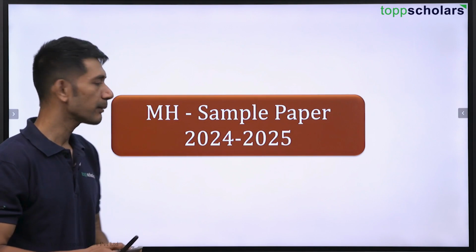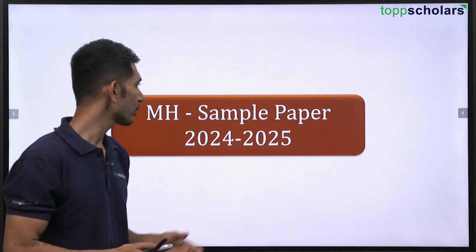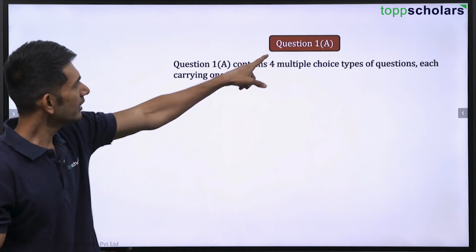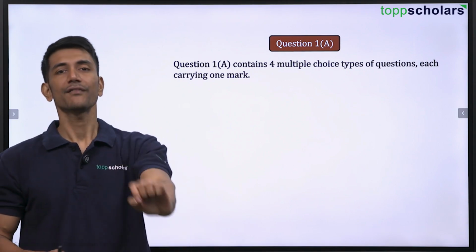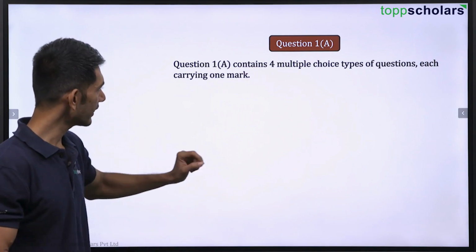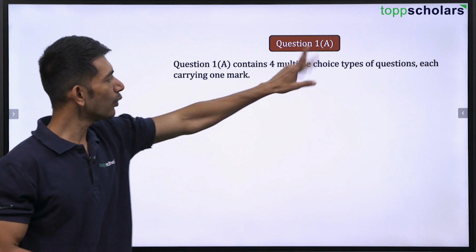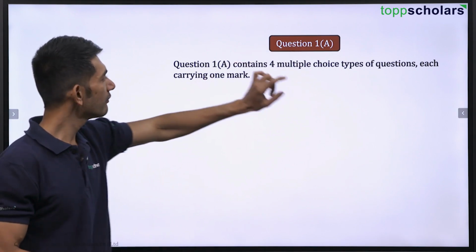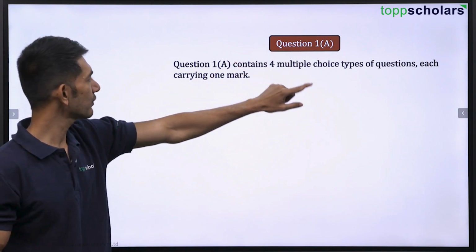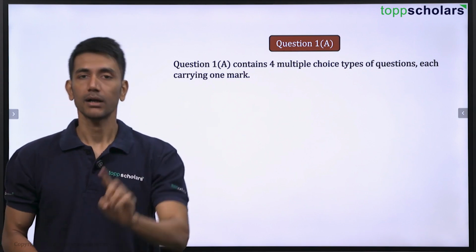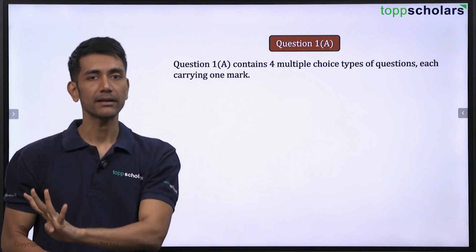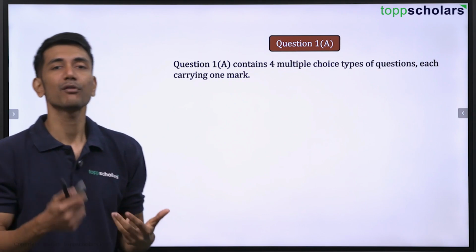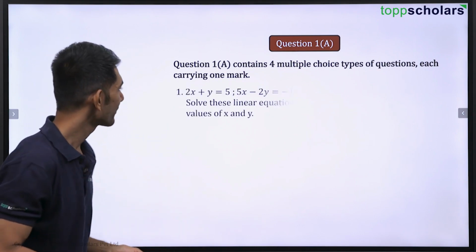So this is the sample paper for Maharashtra board of 2024-25, and if you see question 1A, so your very first question, that is question 1A, will contain 4 MCQs, right? 4 multiple choice types of questions, each carrying 1 mark. So this is a 4 marks panel, right? So let us see what type of questions are generally asked here.